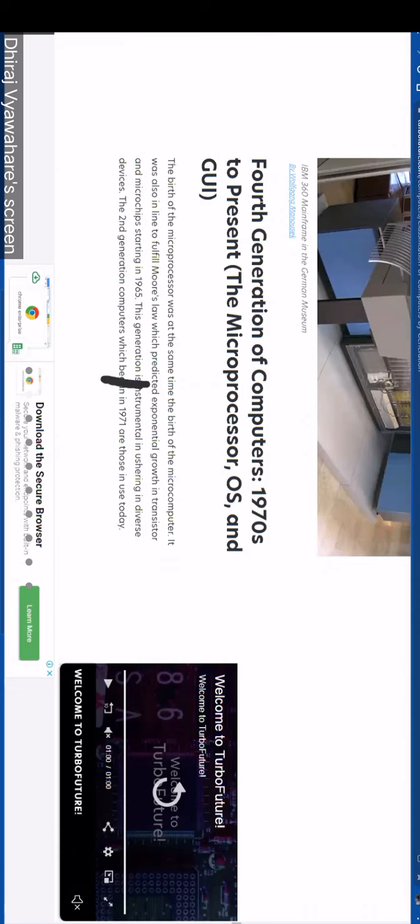Okay, fourth generation of computers is the generation of microprocessors, operating system, and GUI. What is GUI?